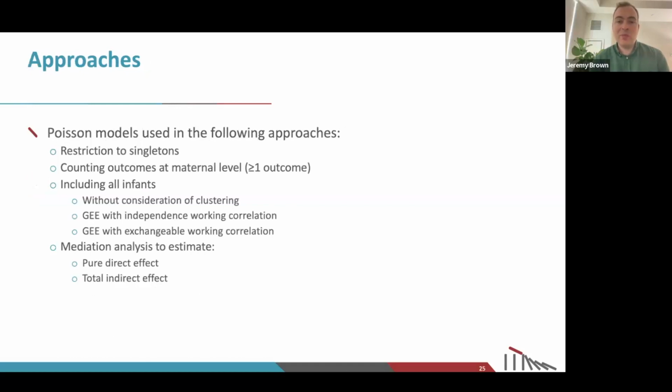And similarly to before, we used Poisson models to estimate risk ratios. And we had the approaches that eliminate the issue of clustering with the restriction to singletons or counting outcomes at the maternal level, but with slightly different estimands. And also the approaches including all infants, so without considering clustering, or using GEE approaches, with either independence or exchangeable working correlation matrices. And additionally, in this applied example, we also have a mediation analysis to estimate a pure direct effect and total indirect effect.